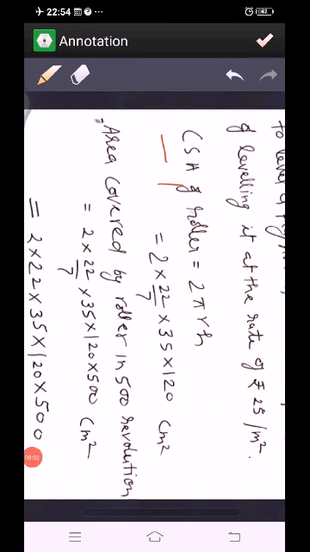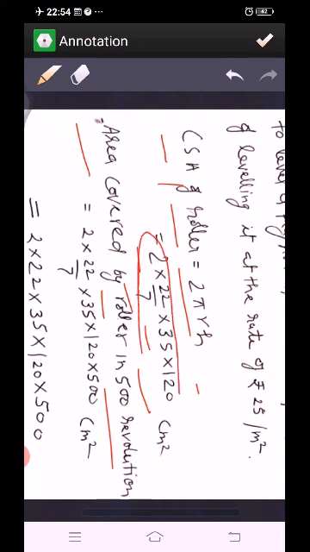curved surface area of roller will be used. Curved surface area will be 2 pi r h. So 2 into pi 22 upon 7, r 35 and h is 120. Then area covered by roller in 500 revolution. This area is covered by roller in 1 revolution. So in 500 revolution multiplied by 500. This much area will be covered by roller in 500 revolution.